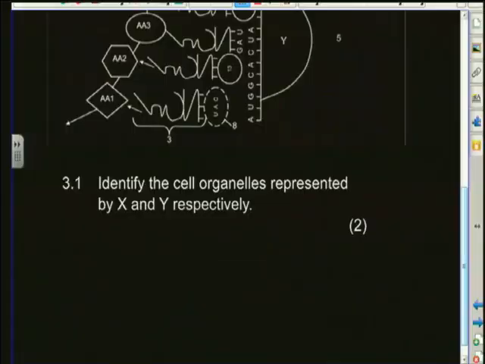Okay, so let's start off with a question, and then we'll see, does it look as confusing as some of you might seem to think. First one, 3.1. Please listen very carefully to the terminology. Identify the cell organelles represented by X and Y.